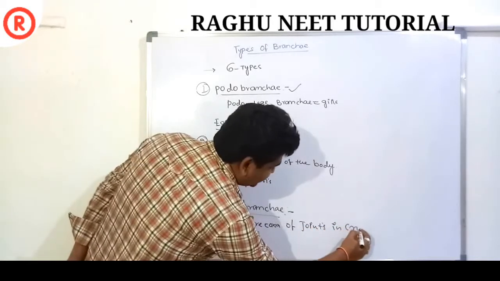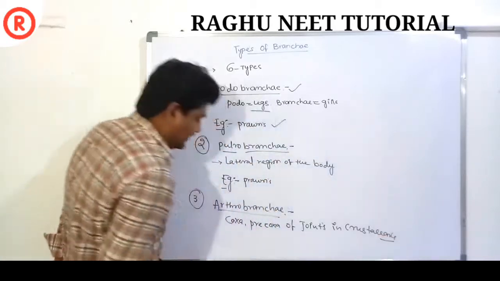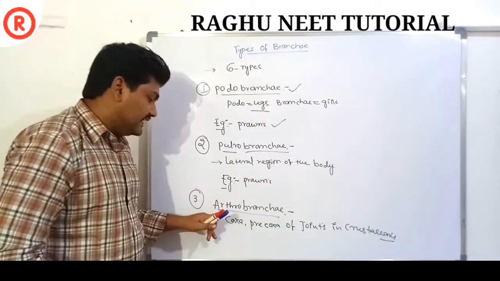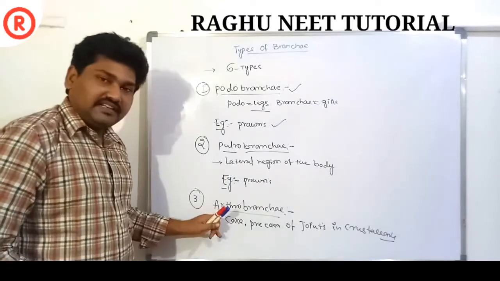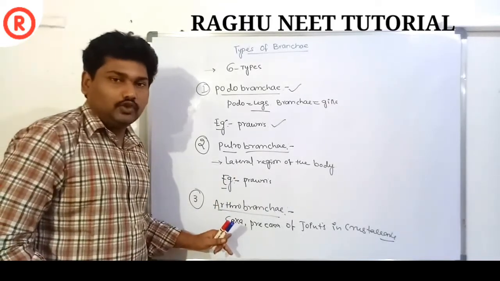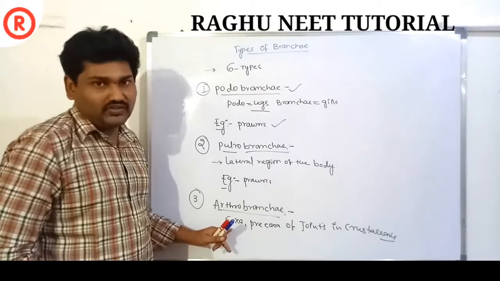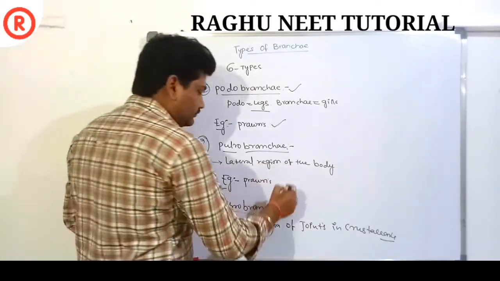In crustaceans, what is that? Arthrobranchiae. Arthro means legs, joints. Branchiae means gills. This type of gills located in the joints is known as arthrobranchiae. Majorly, the arthrobranchiae are located in the coxa and precoxa region. So these are useful for respiration.